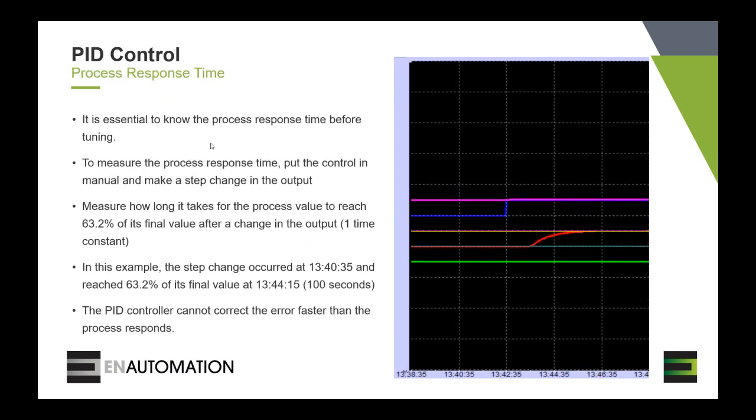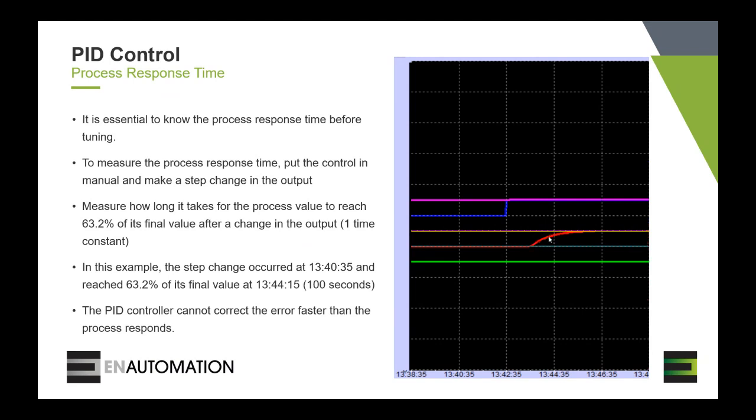Another important thing to understand in PID control is this term, the process response time, before we can do tuning. It's important to understand the response time because the PID control just can't correct the error any faster than the process responds. And we'll see in just a few minutes what happens when we try to correct the error faster than the process responds. So to determine the process response time, we'll make a step change in the output and monitor the response of the process value.